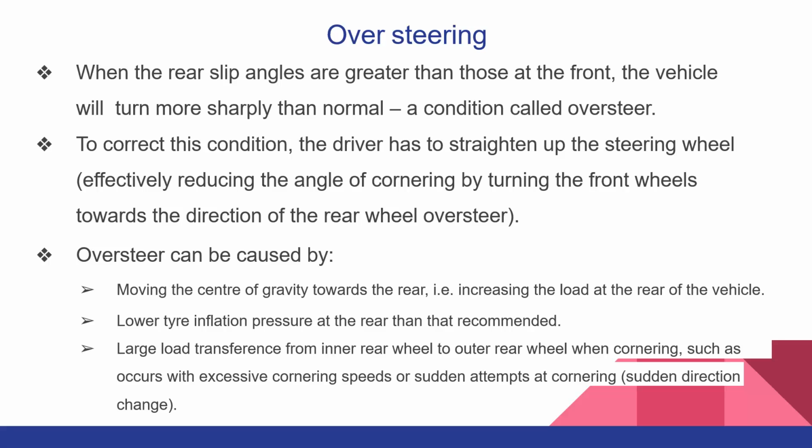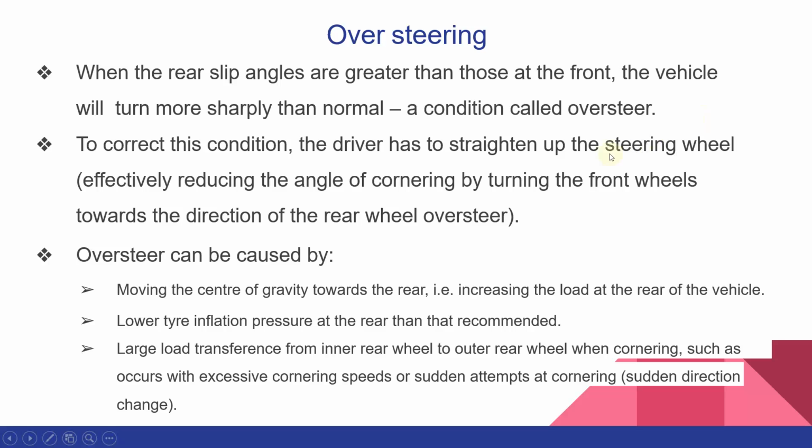Now coming to a term known as oversteering. Oversteering means when the vehicle is rotating more than the usual condition, or when the vehicle undergoes a turn more than we are expecting while doing the steering operation. When the rear slip angles are greater than the front slip angles, the vehicle will turn more sharply than the normal condition, that is known as oversteer.